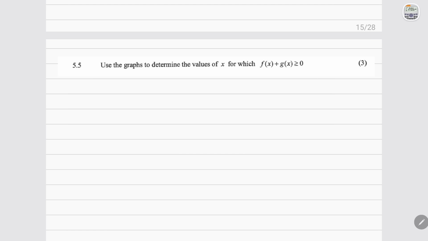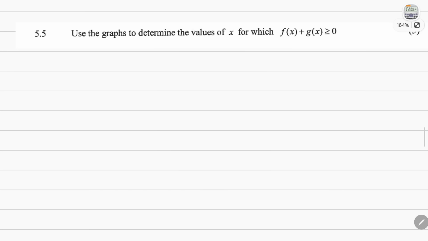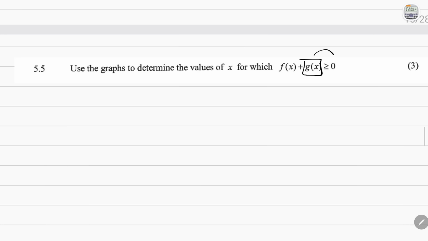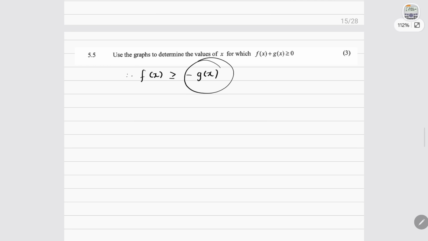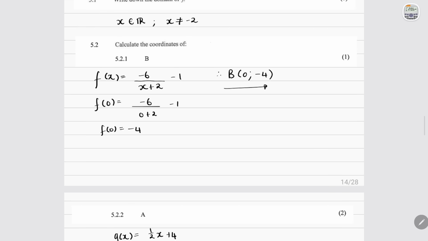Okay, question 5.5 says, use the graphs to determine the values of x for which f of x plus g of x is greater than or equal to 0. The minute you see them adding or subtracting things, just take the one graph and transpose it. So this inequality is actually f of x is greater than or equal to, when that goes over, it will become a negative g of x. So we need to understand what this will look like. And if this should really be the graph that should be negative, is it going to help?